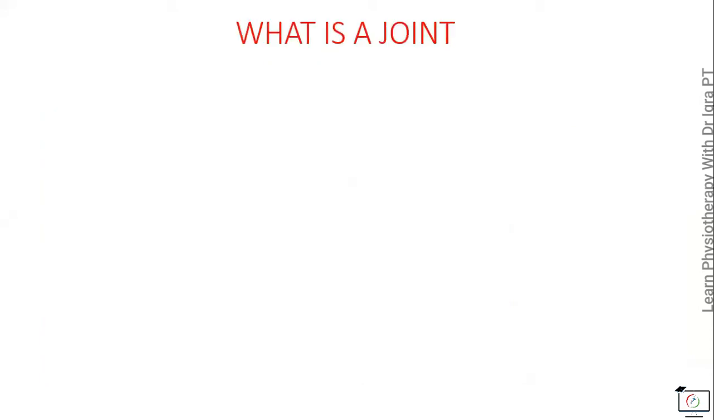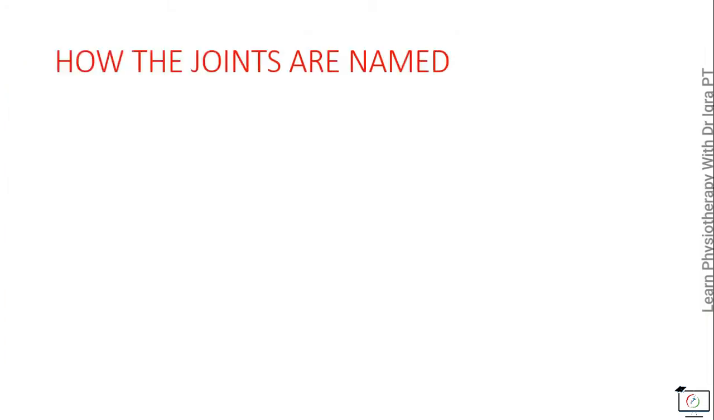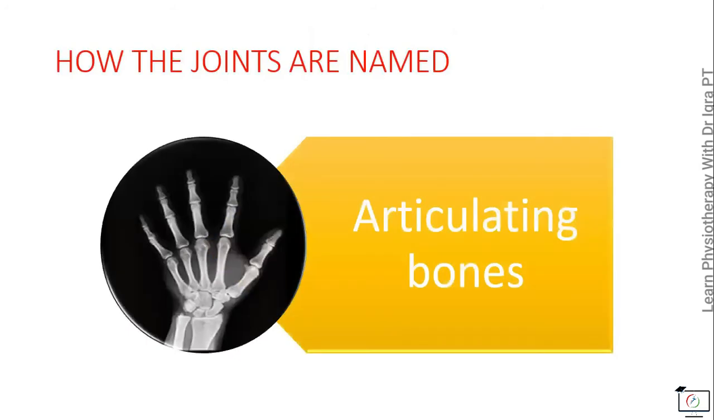First of all, what is a joint? A joint is an articulation or a point of contact between two or more bones, or a bone and a cartilage. Then how are the joints named? The joints are named on the basis of the articulating bones. For example, the interphalangeal joint is a joint between two phalanges, while the metacarpophalangeal joint is a joint between a metacarpal and a phalanx.